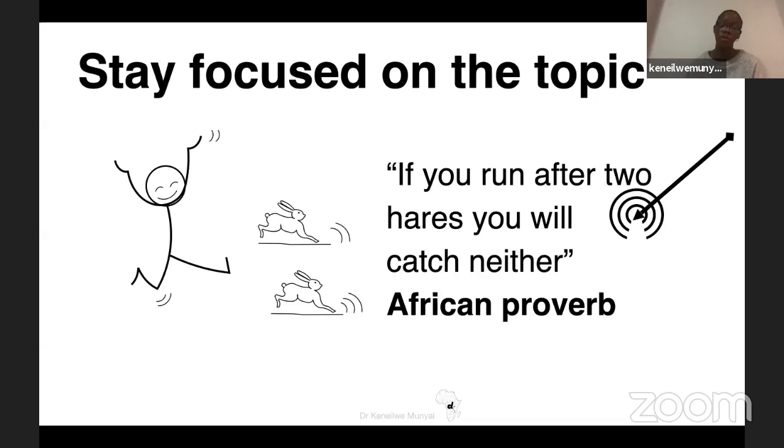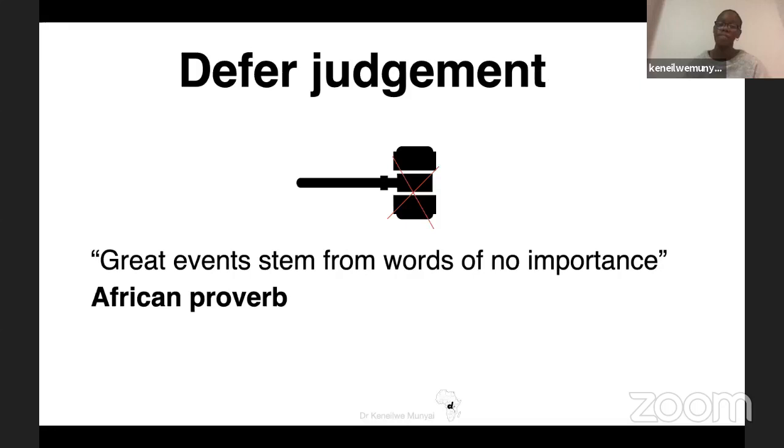That is why you'll find that in design thinking trainings, there is a facilitator that is there to actually manage the process and make sure that everybody stays focused, because sometimes we digress. And then, of course, the most important one, deferring judgment. Remembering that great events stem from words of no importance. So allowing people to share what their thoughts and ideas are, because it could be something that somebody else says that could trigger innovation as well.